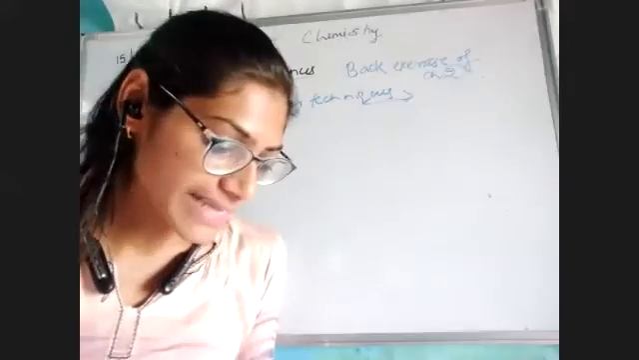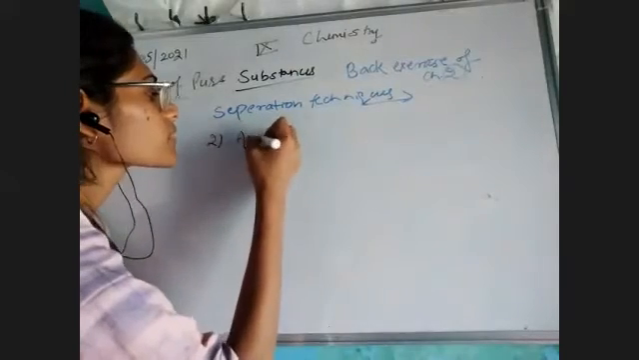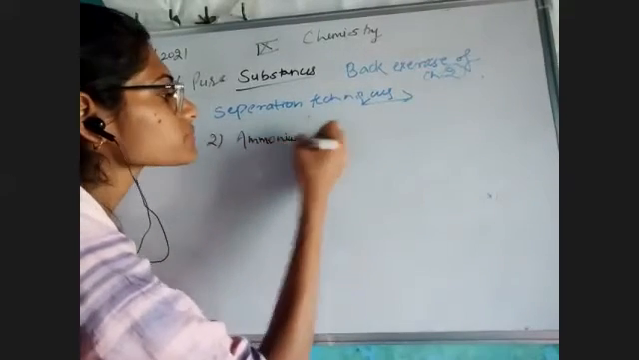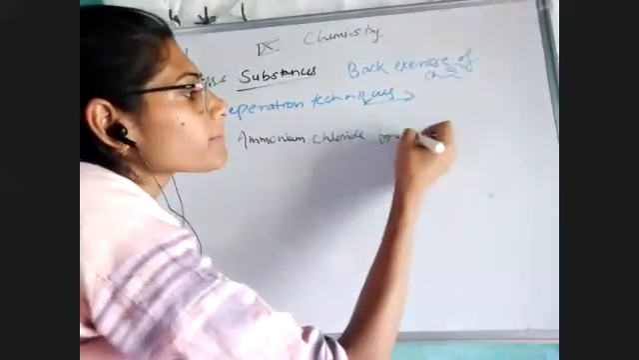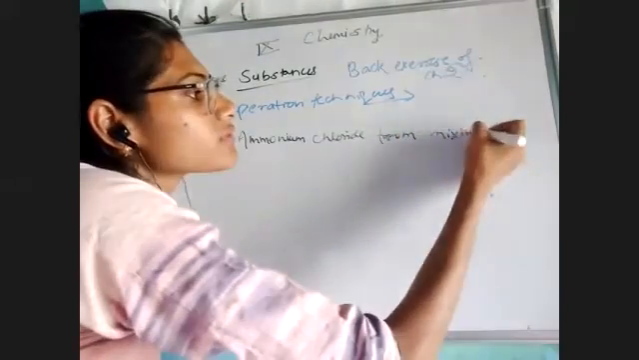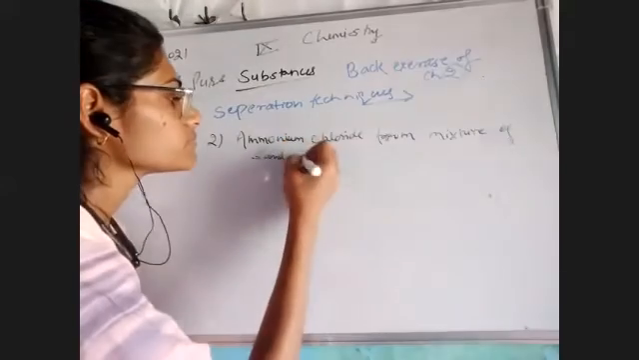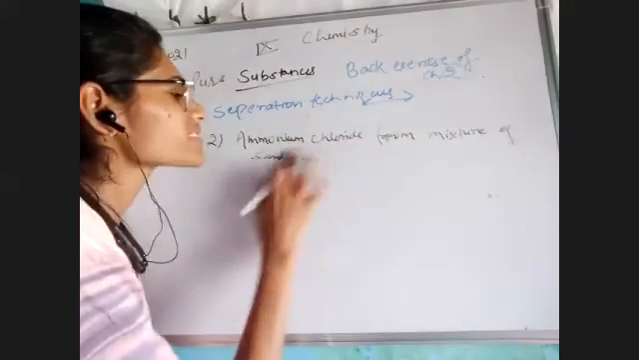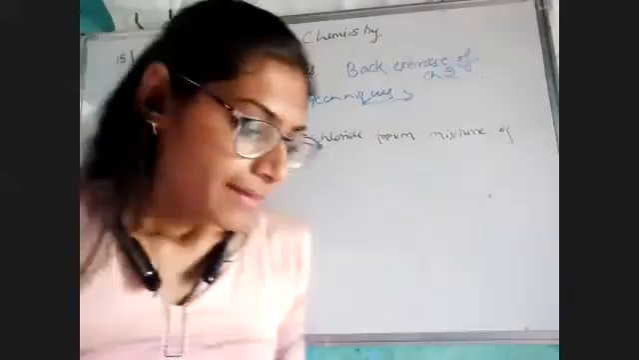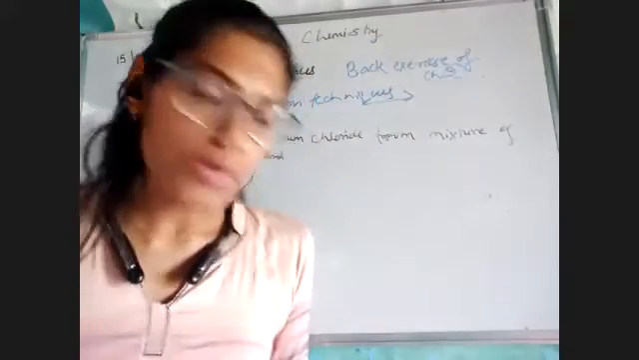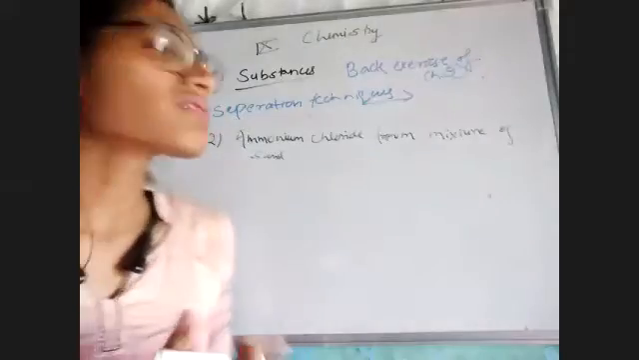Okay. Now the second one is ammonium chloride from a mixture of sand and salt, or I'm saying only the sand. The sand and salt would be a little bit complex. So we have ammonium chloride which has been mixed with sand, or I can say salt also.